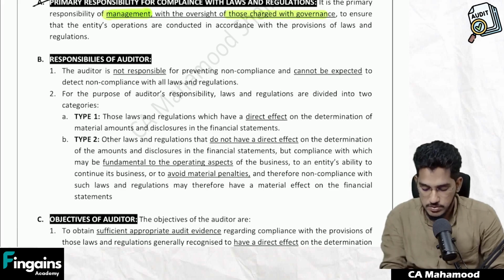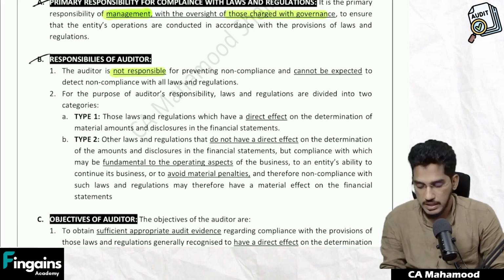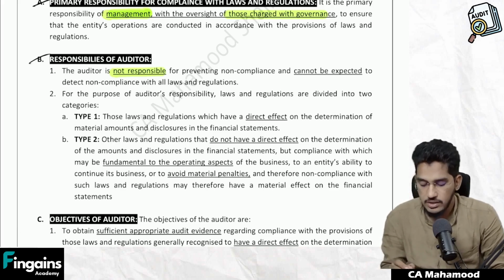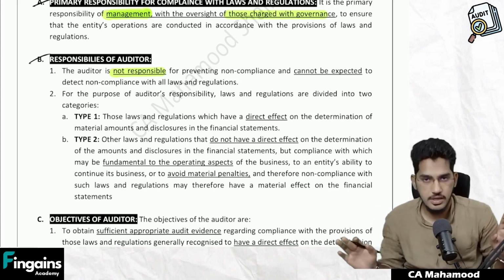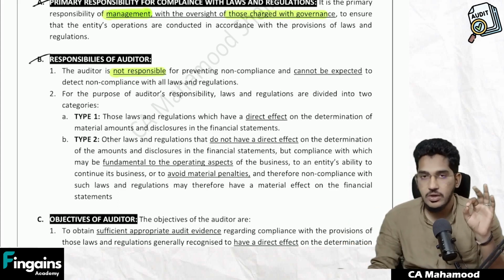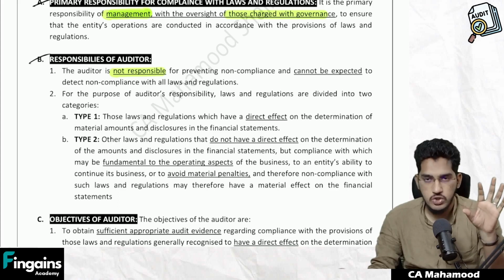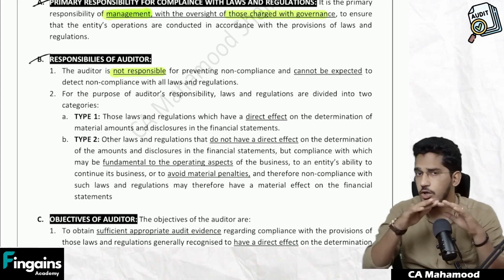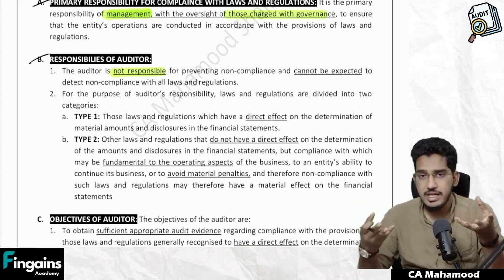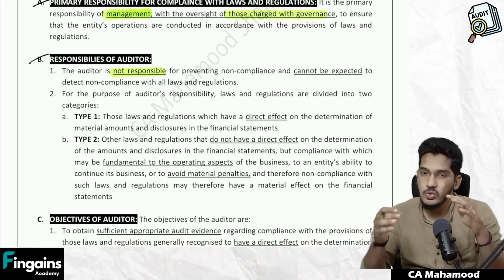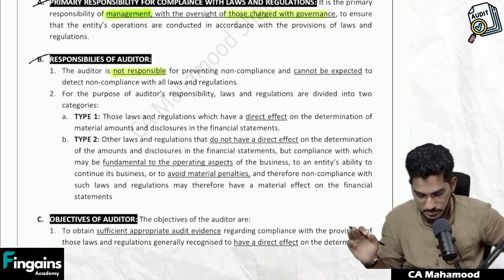Sir, now what about the responsibilities of the auditor? Let us see. The auditor is not responsible for preventing non-compliances, and he also cannot be expected to detect non-compliances with all laws and regulations. You can't expect the auditor to prevent non-compliances. He cannot stop non-compliance. At the same time, you cannot expect the auditor to detect all kinds of non-compliances.